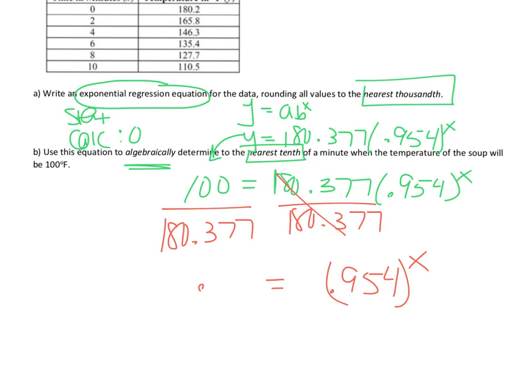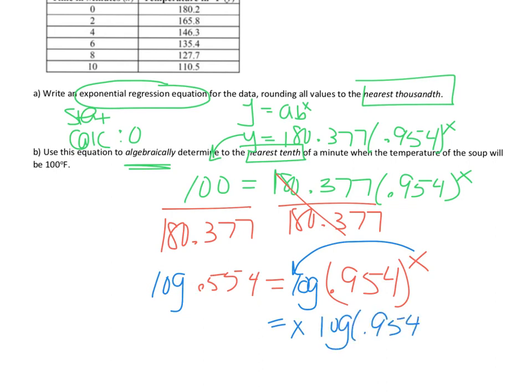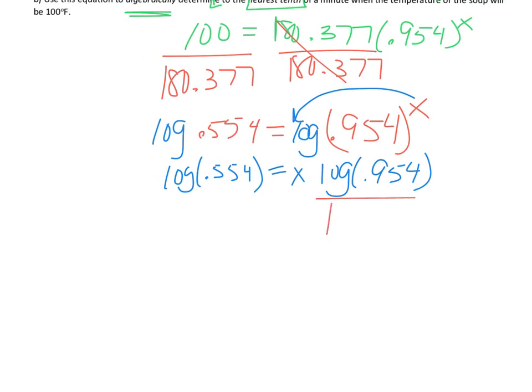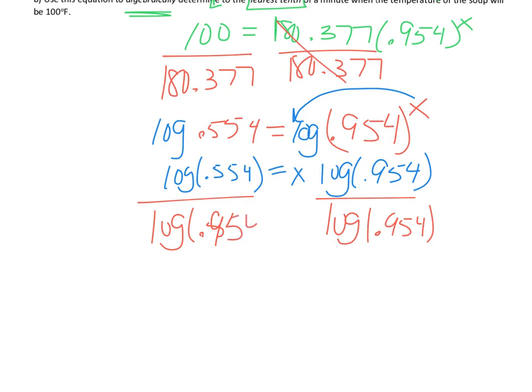That divide is going to get you about 0.554, and you're going to keep that in your calculator. All right, I'm putting a log on either side. The reason why is because I want to bring him down because I'm solving for him. All right, now to solve for x, you're going to divide by log of 0.954. You'll get x is about 12.5 minutes. Remember, we wanted to round to the nearest tenth.